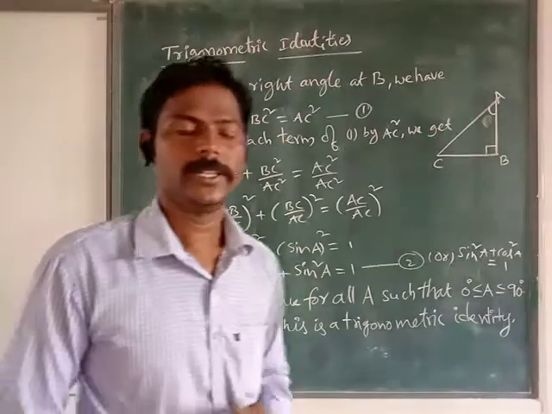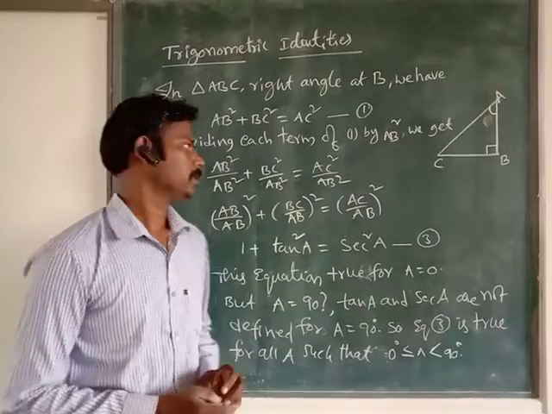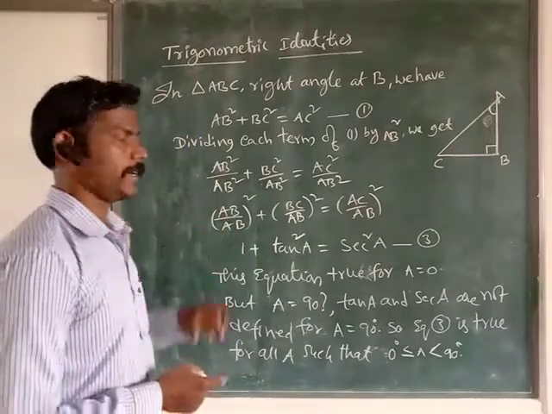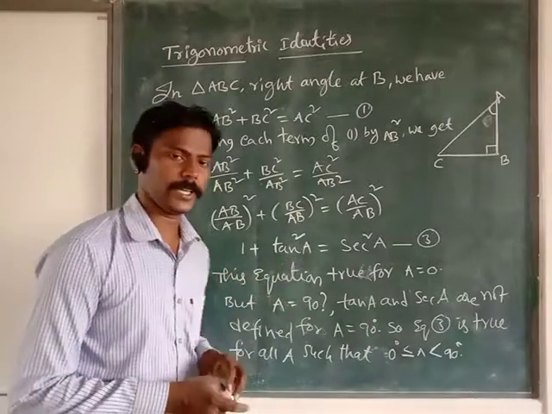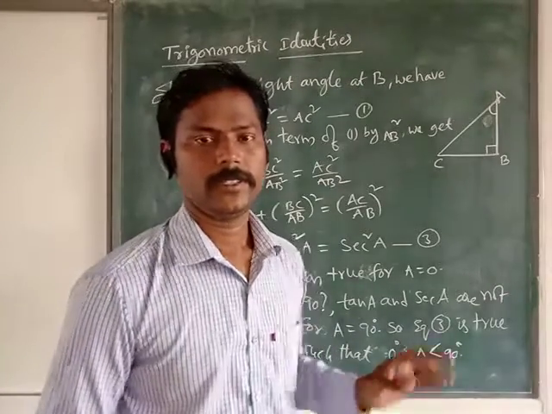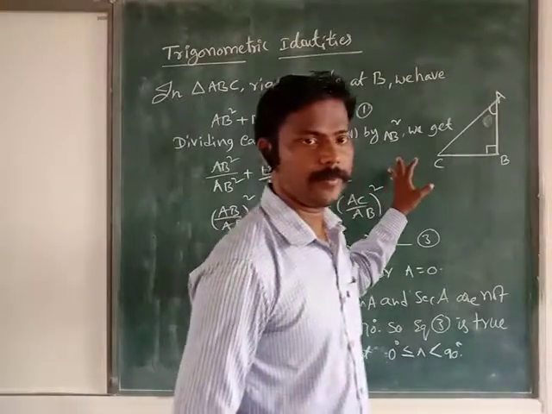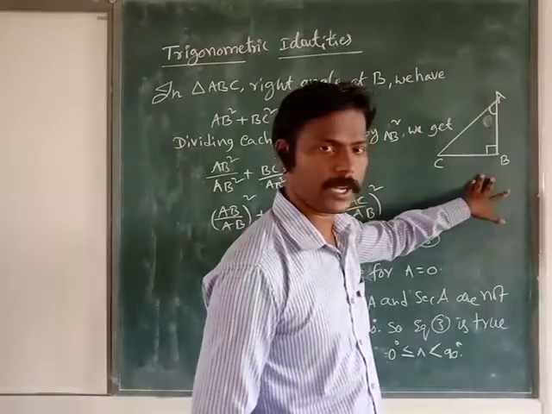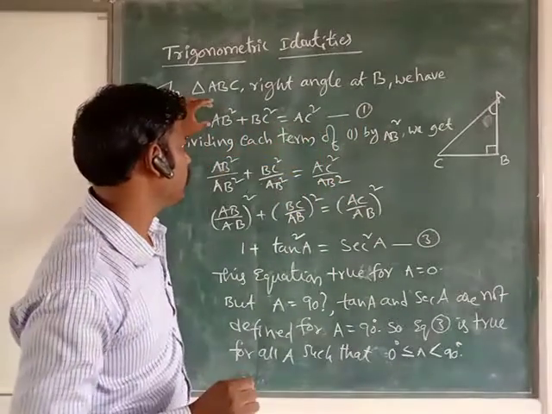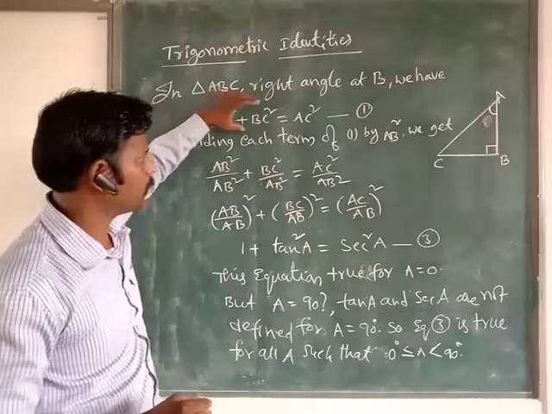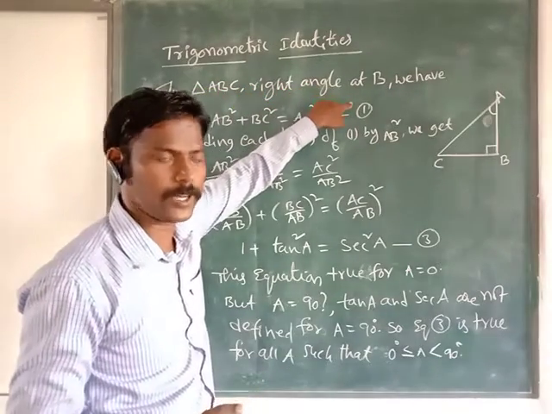Next we go for the second identity. What is the second identity? 1 plus tan square A equal to secant square A. Shall we do the proof? Okay, the same triangle we can consider, the same equation we can consider. Here, equation 1 says AB square plus BC square equal to AC square. Equation 1 we have already taken.